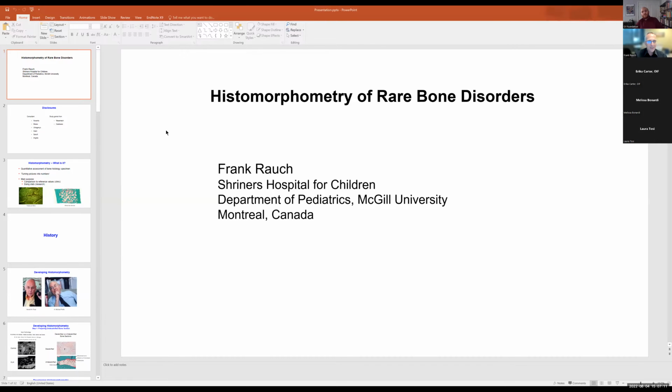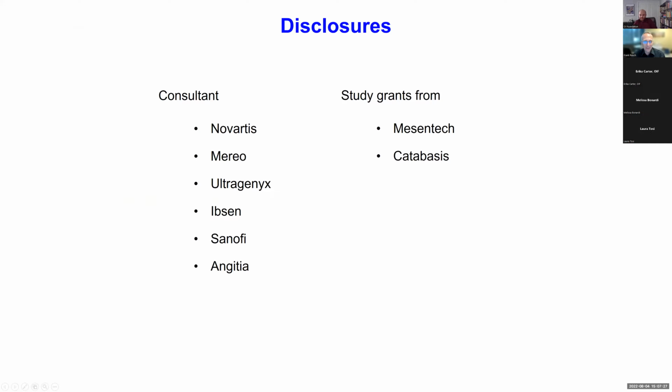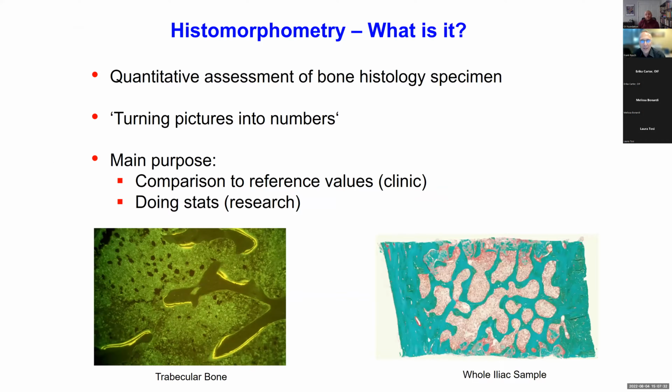So, histomorphometry of rare bone diseases. It's quite an esoteric topic for this series, but I will try to make it approachable. So histomorphometry. So first of all, my disclosures here. So histomorphometry, what is it? It's a complicated word to start with. It's a quantitative assessment of bone histology specimens.